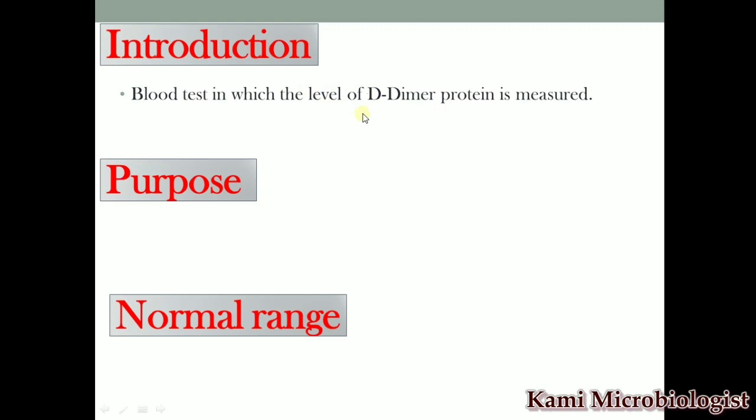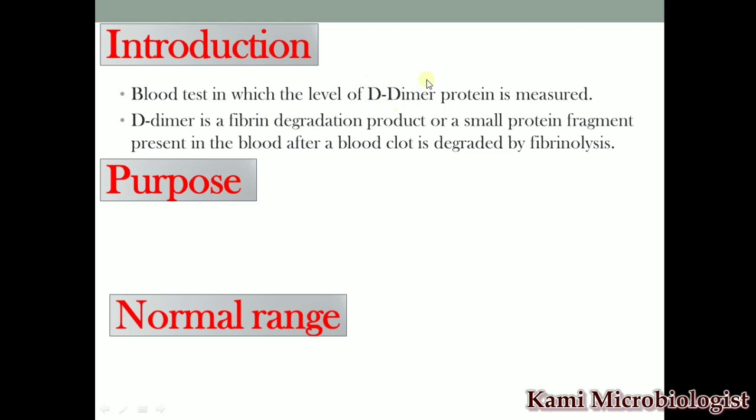So it is actually a blood test in which we mostly check the D-dimer protein. And what is actually the D-dimer protein? It is a small fragment of protein which is especially important to degrade the clot. It is also a fibrin degradation product. And let's suppose if a blood clot happens, what happens? Due to the presence of D-dimer, it will degrade the clot by a process which we call fibrinolysis.